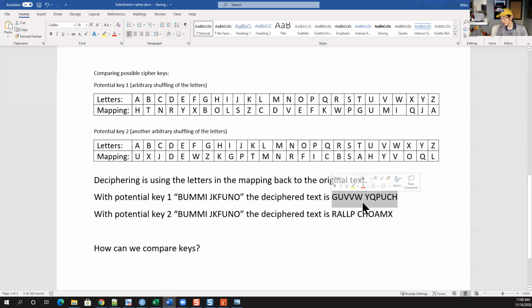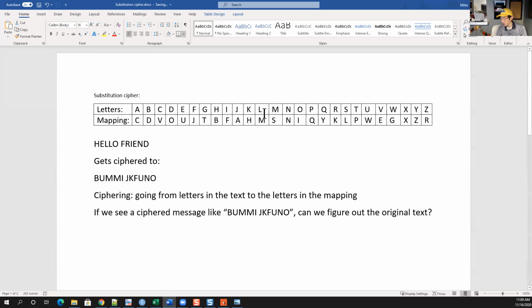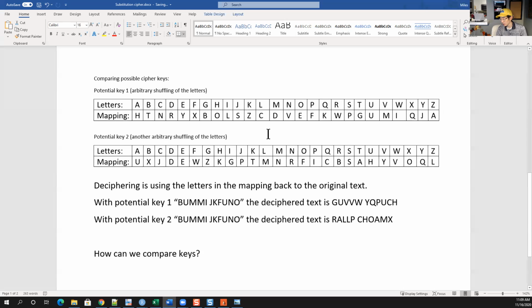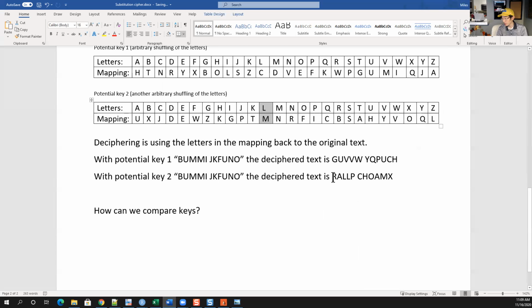Because when we look at this, we go, I've never seen a word with two V's in a row. I've never seen a word that starts with YQP. This feels like it's complete nonsense gibberish still, right? This is wrong, but the M and the L are correctly aligned here, because in the original substitution cipher, the L gets mapped to an M, and here we've just kind of coincidentally found that.